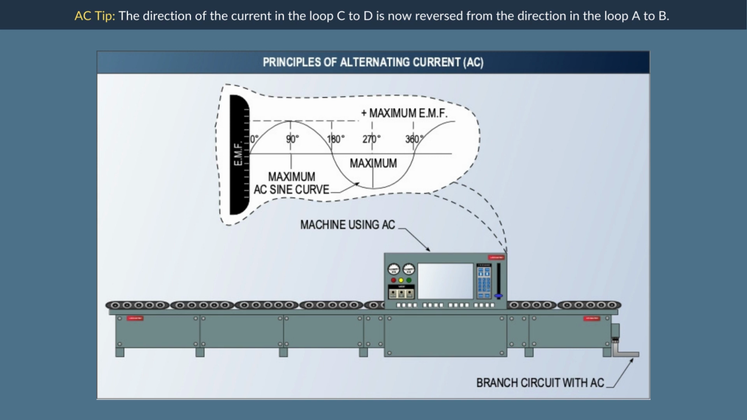For example, a single loop of wire can be placed so that it rotates in a magnetic field. As the loop turns, the sides of the loop cut through the lines of force, and an EMF is induced in the sides of the loop. The illustration shows an alternating current sine curve and its relationship to an alternating current circuit supplying an alternating current machine.